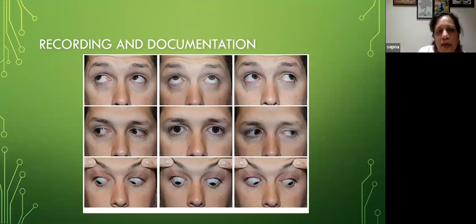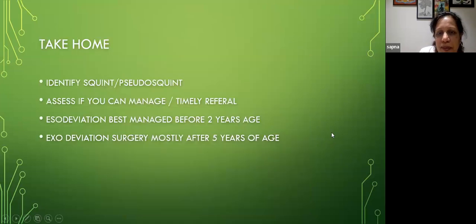Okay, so this I have actually taken from my old talk for my friends in Delhi, that this is how I need the documentation when you take opinion from me for a squint case. I needed all the 9 gazes, how the patient is looking. So this is for your documentation and for everything. Even if you want to take an opinion, it is better that you have all the 9 gazes.